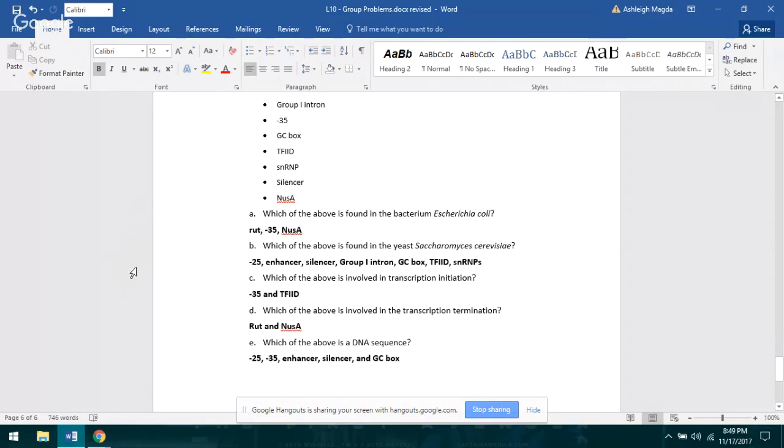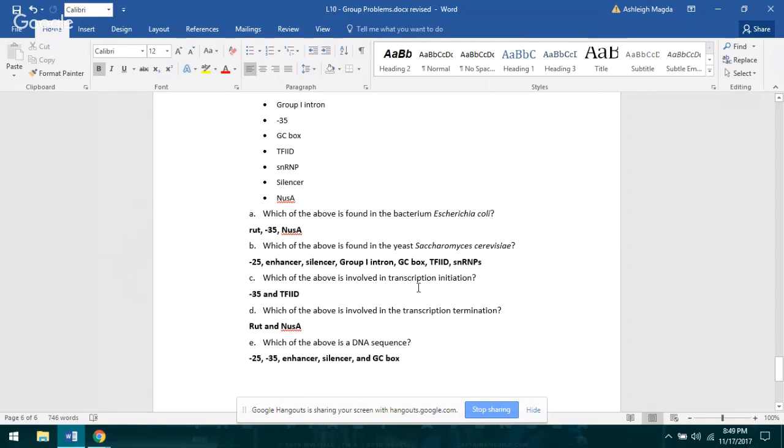Yes. Which of the above is found in the yeast? -25 is what we got, enhancer, silencer, group 1 intron, not group 2, just 1, the GC box, TFIID, and then SNRPs.